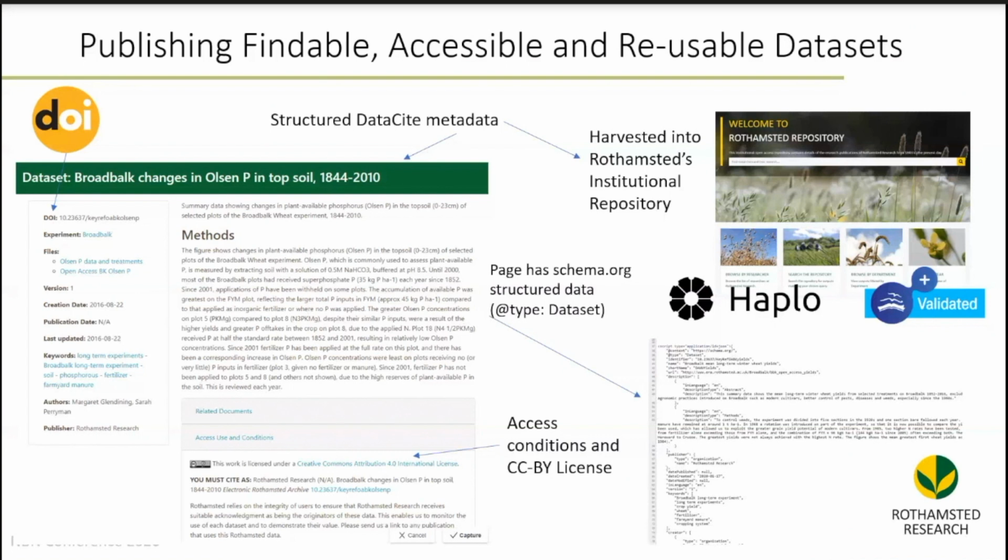So our metadata now is harvestable, and so it can appear in our own institute repository, but it can also be harvested and indexed by things like Google Dataset Search. This really broadens out the access to the data, or the discoverability of these data sets.